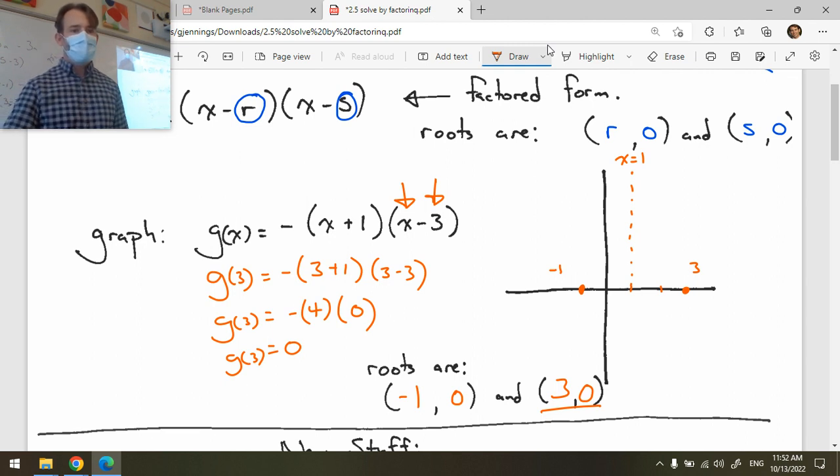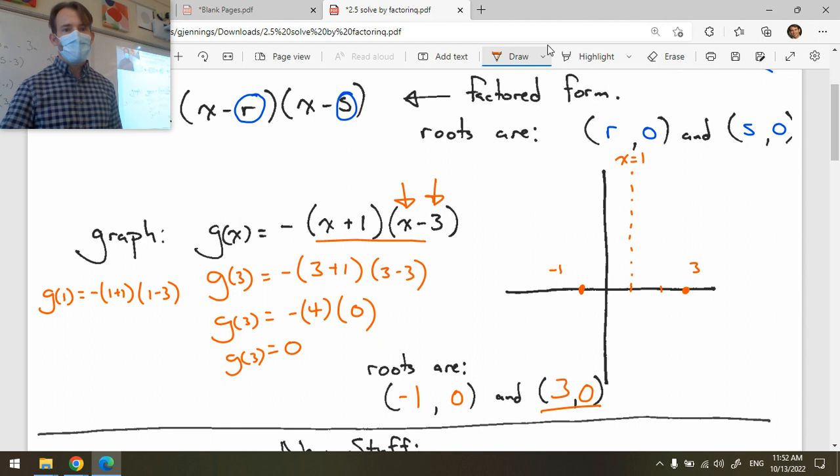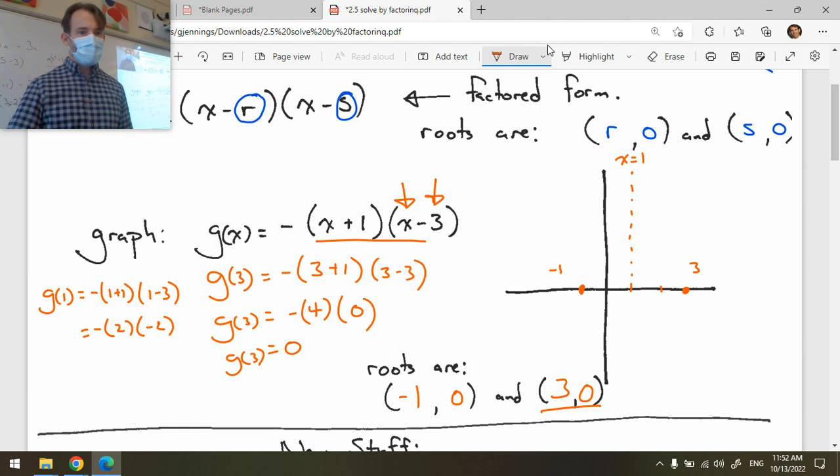So let's find what g at 1 is so that I can solve for it. g at 1 is negative 1 plus 1 multiplied by 1 minus 3. I'm just substituting in there. I had planned on doing the substitution underneath here, but y'all wanted to see me evaluate a root, so here we go. I had to copy out the function. Now let's keep going. g at 1 is equal to negative 2 times negative 2. Negative 2 times negative 2 gives me positive 4.